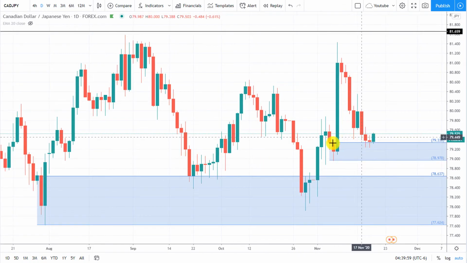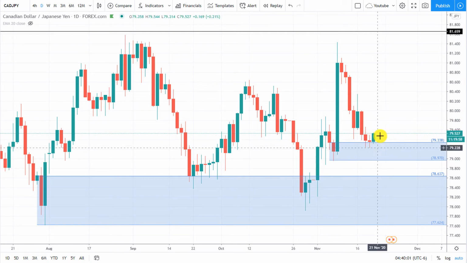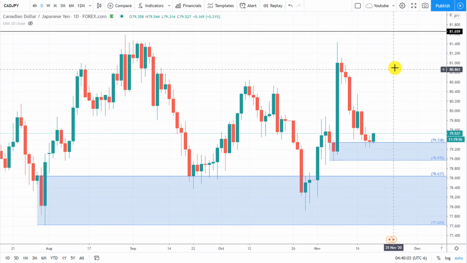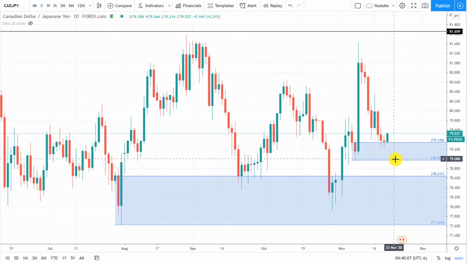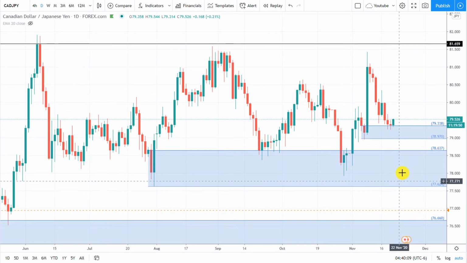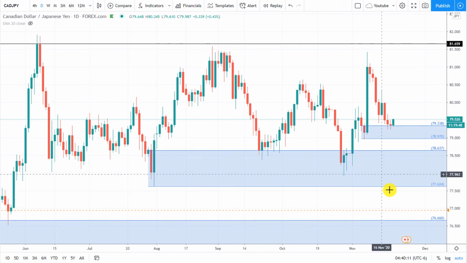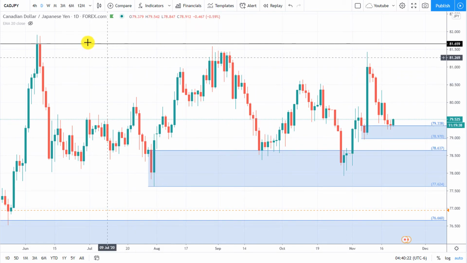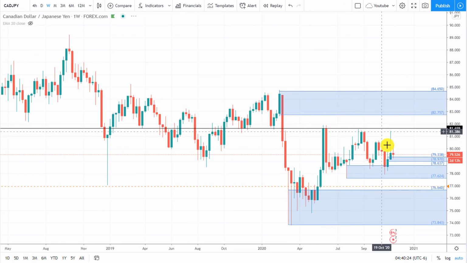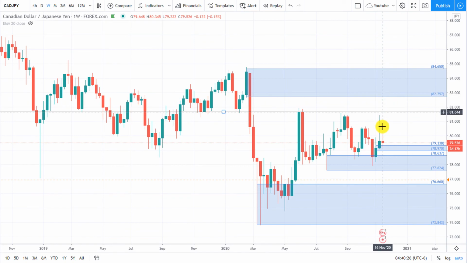This demand zone is a very strong demand zone. It could bounce for a few pips up here, but most likely it's going to make its way back down and probably eventually remove this demand zone down here, because our higher time frames are down. So we need this middle time frame to show a bullish signal before we want to go long.